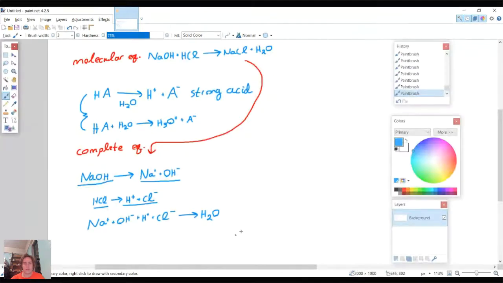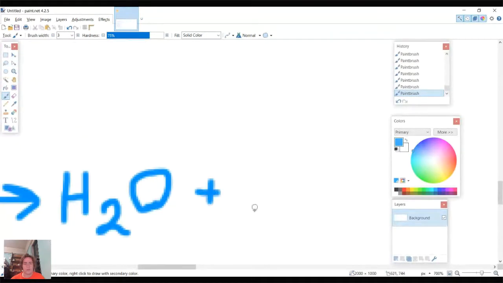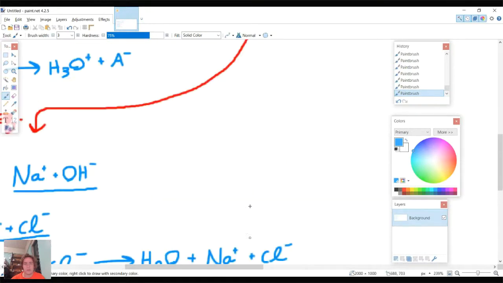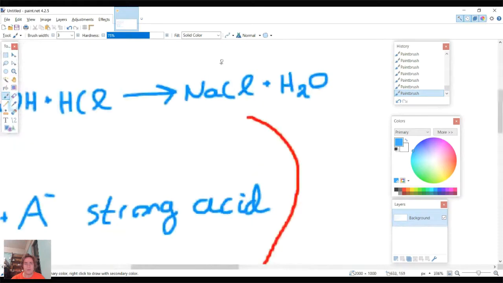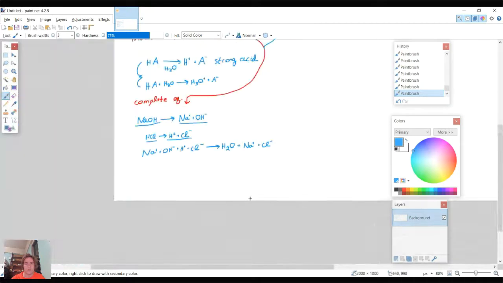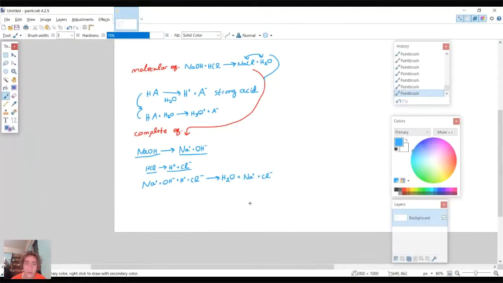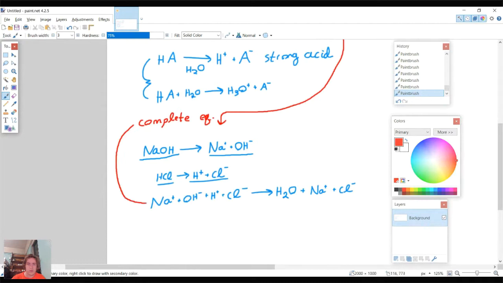So now we have Na plus and Cl minus, and we can flip around these terms. We did that down here. You can flip around the terms just by algebra rules and summing rules. So this is the complete equation. This is what this means.